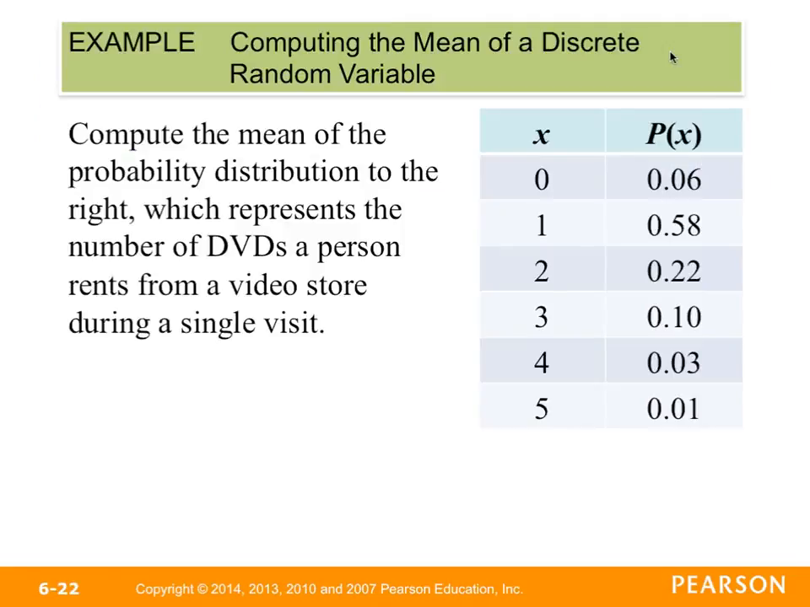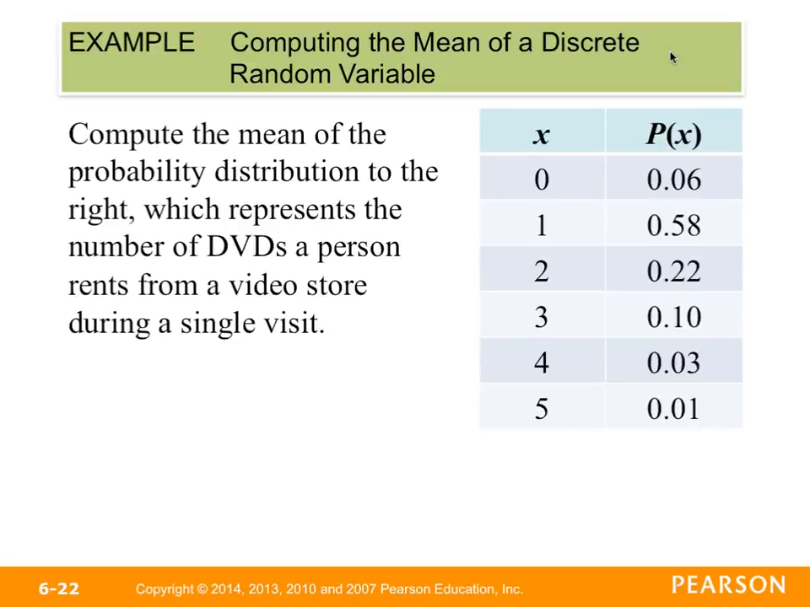All right, so we have again, I think we have the same data, but for some reason it's presented with a different story. So this one tells us that we're renting DVDs from a video store in a single visit. So we could go in and maybe not find the DVD that we want, and we rent nothing. That happens about 6% of the time. We might just rent one movie. That happens 58% of the time, and so on. Maybe we rent 5. We watch a lot of movies, and that happens about 1% of the time. And what we want to find is the mean of this variable.